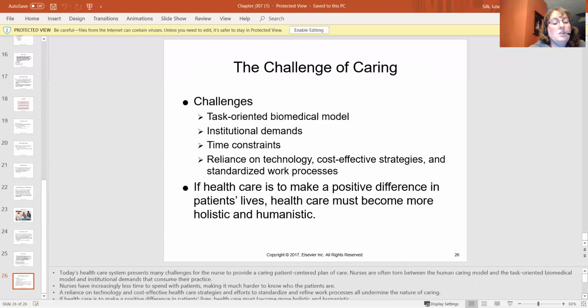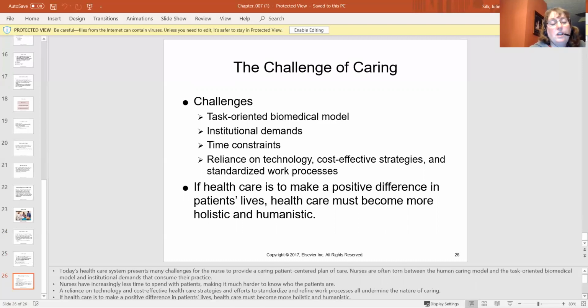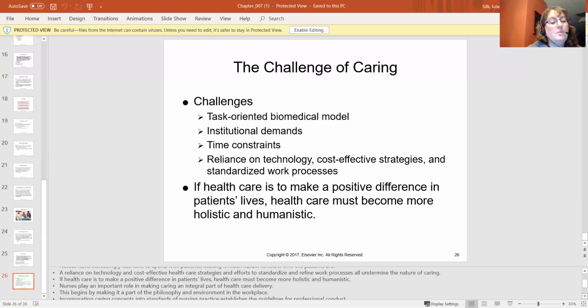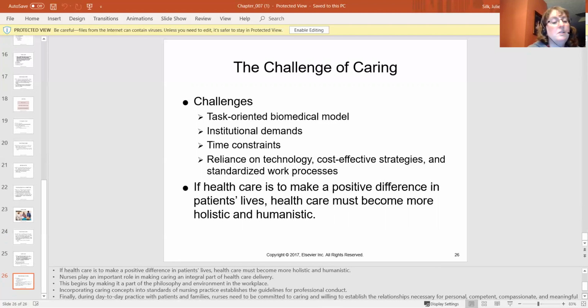A reliance on technology and cost-effective healthcare strategies and efforts to standardize and refine work processes all undermine the nature of caring. If healthcare is to make a positive difference in patients' lives, healthcare must become more holistic and humanistic. Nurses play an important role in making caring an integral part of healthcare delivery. This begins by making it part of the philosophy and environment in the workplace.